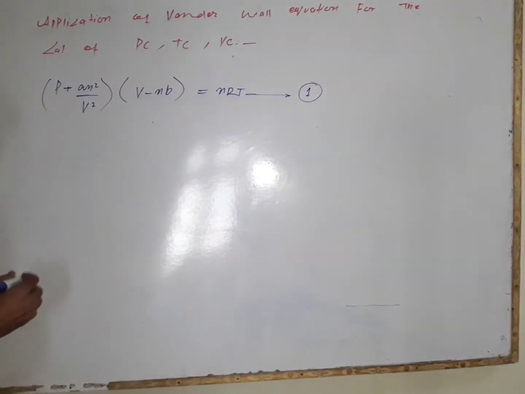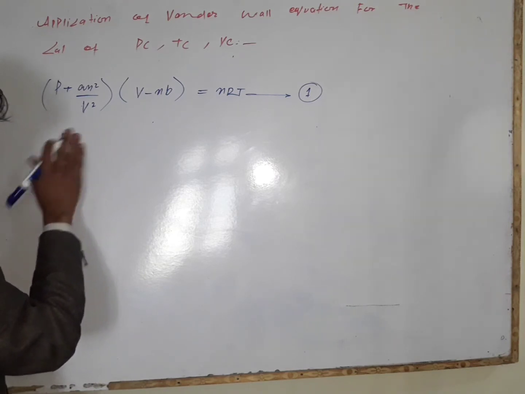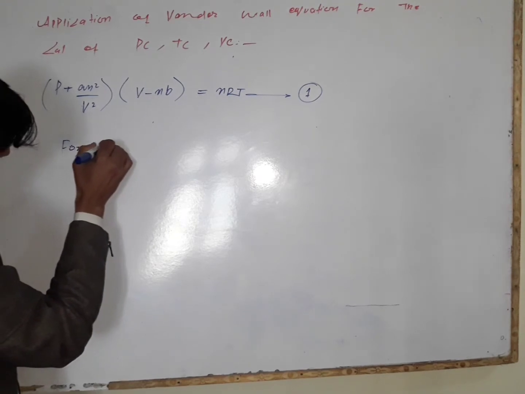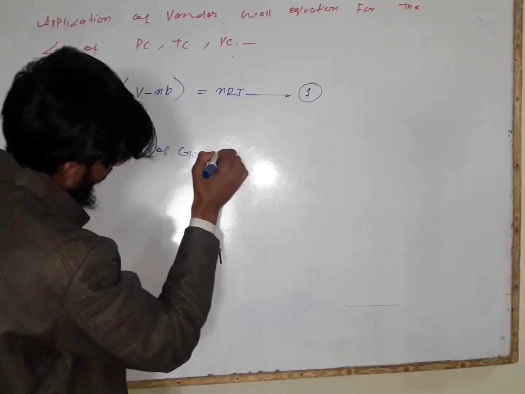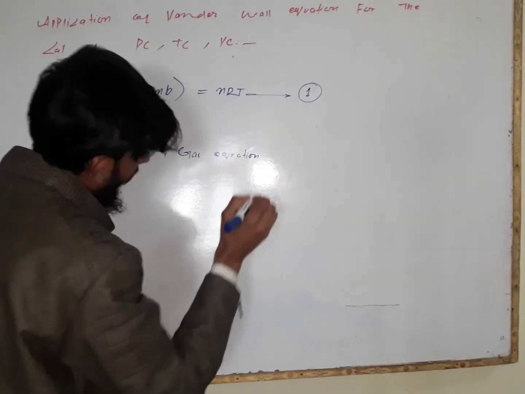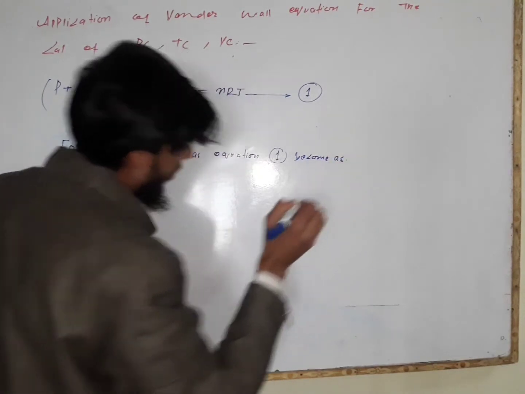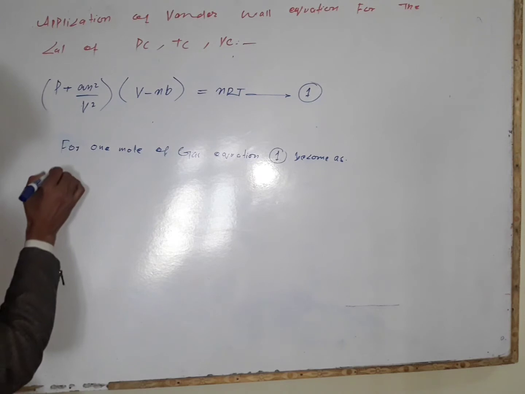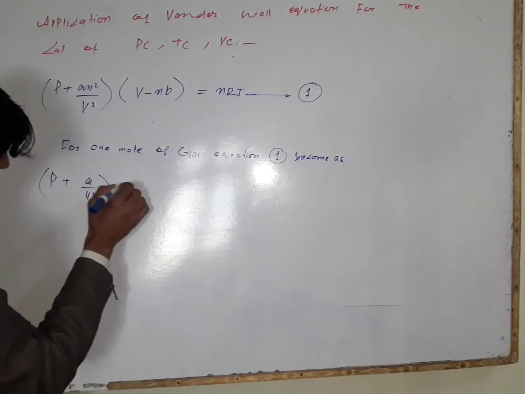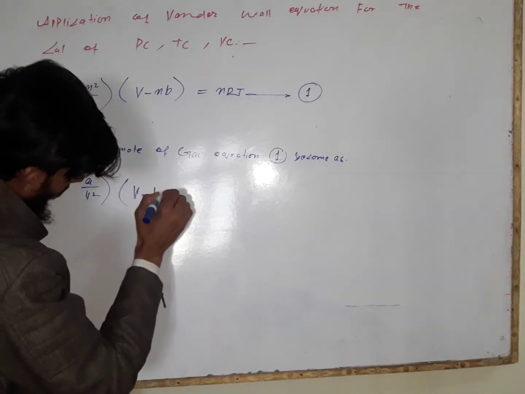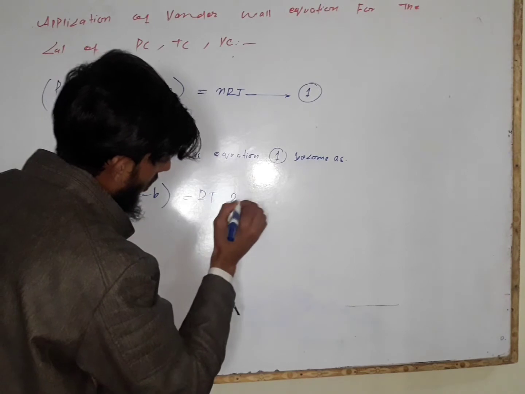So, for 1 mole of gas, equation 1 becomes (P plus a by V squared) into (V minus b) is equal to RT. So this becomes equation 2.